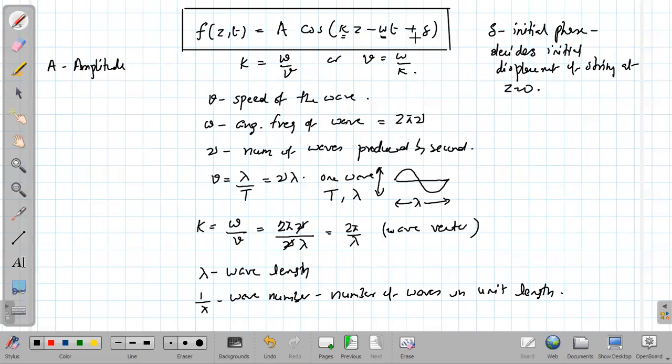So by just looking at the sinusoidal wave expression, we can get many details about the wave: in which direction it propagates, what its frequency is, what its angular frequency is, what the wavelength is, what its wave number is, what the initial phase is, what its amplitude is. So all the information is available within this expression itself.